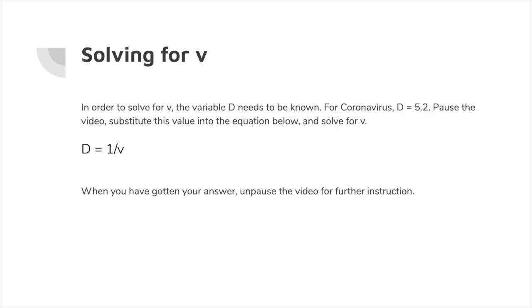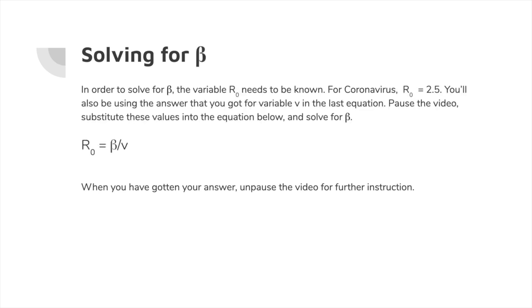So here's the first variable that you're going to solve for. In order to solve for V, the variable D needs to be known, and for coronavirus, D equals 5.2. Pause the video, substitute this value into the equation below, and solve for V. When you've gotten your answer, unpause the video for further instructions. So I'll give you a couple seconds to pause it and then move on.